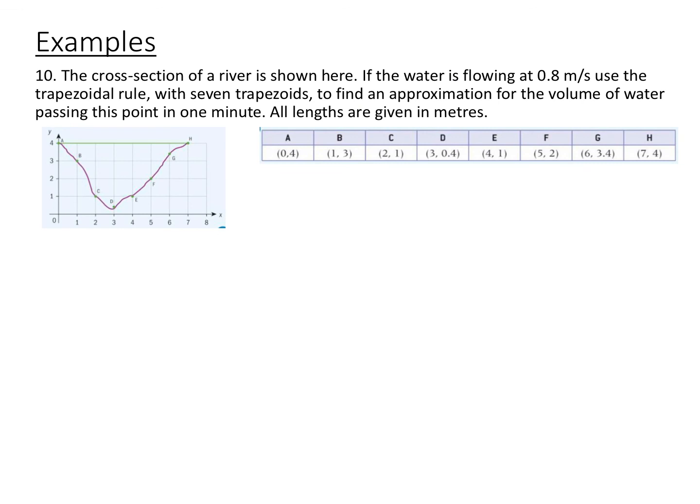For this last example, we have the cross-section of a river, and the river is flowing at a rate of 0.8 meters per second. We want to use the trapezoidal rule with 7 trapezoids to find an approximation for the volume of water passing this point in 1 minute.